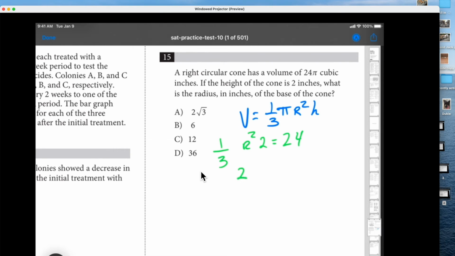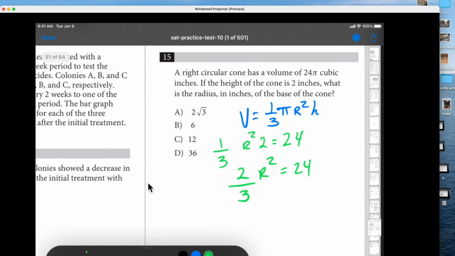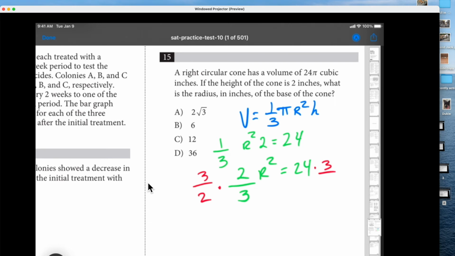I'm going to rewrite that as 2/3 r squared equals 24. All I did was take this 2 and put that in the numerator. All right, so we're trying to solve for r. So what I'll do here is multiply both sides by the reciprocal, 3/2, to get rid of that fraction. This becomes 1. So now I'm going to have r squared equals 24 times 3 over 2, the 24 and the 2 become 12, so 36.